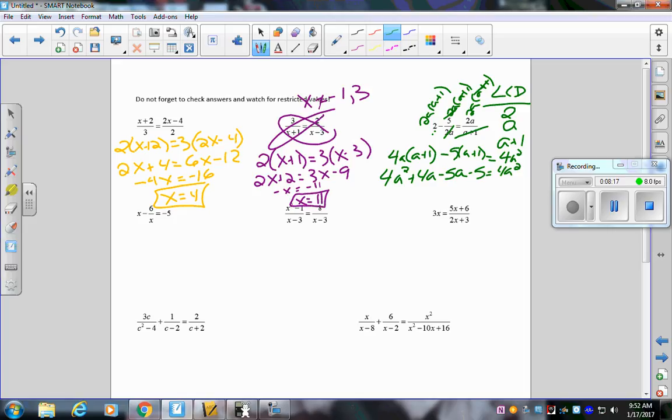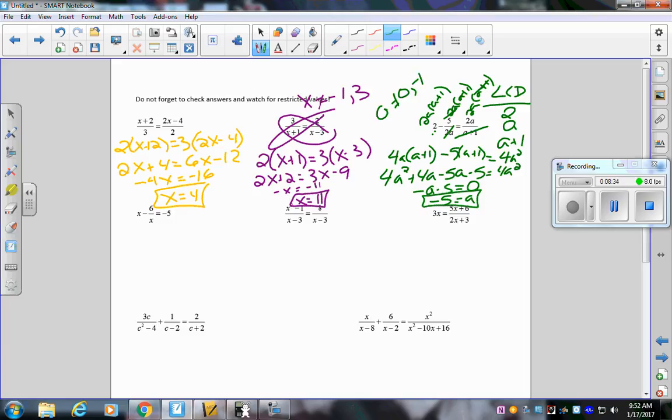My 4A squareds end up canceling, so if I were to subtract on both sides, they cancel out. So I'm left with negative A minus 5 equals 0. If I move my A over, I have negative 5 equals A. And that's not a restriction. My only restrictions here were 0 and negative 1.